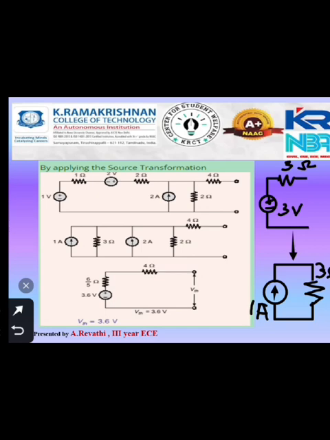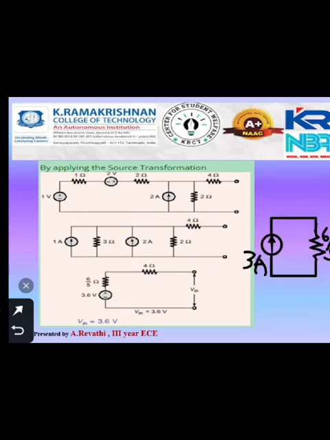As we know, the resistance remains the same. We have to replace this circuit by this circuit and the resulting circuit looks like this. As we know already, whenever two voltage sources are in series, they get added. Similarly, these two current sources get added as 1 ampere plus 2 ampere becomes 3 ampere.